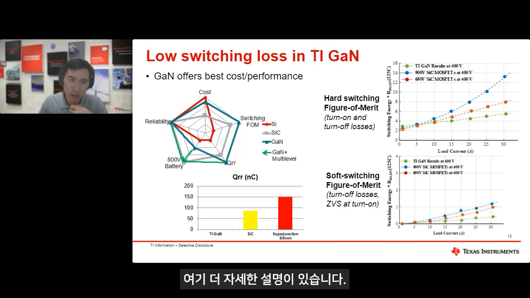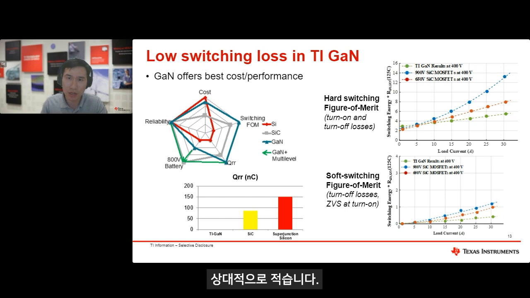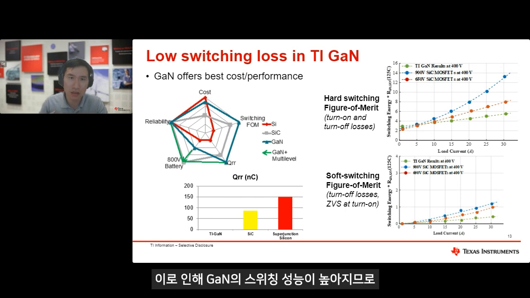There is more detailed illustration on the switching performance as well. For the same RDS(on), GaN can realize a relatively smaller overlap loss compared with silicon carbide. That makes the switching performance of GaN better, so that you can improve your overall system efficiency.